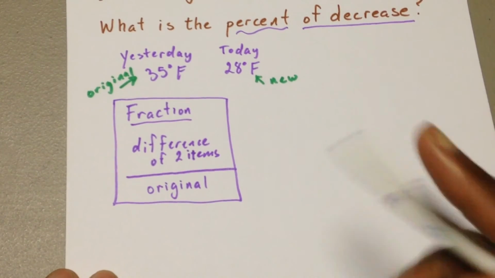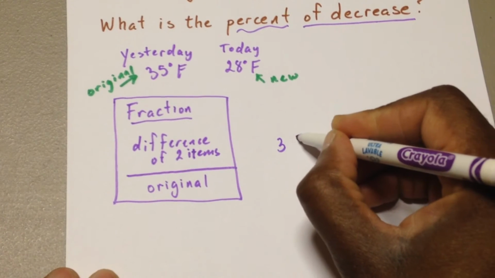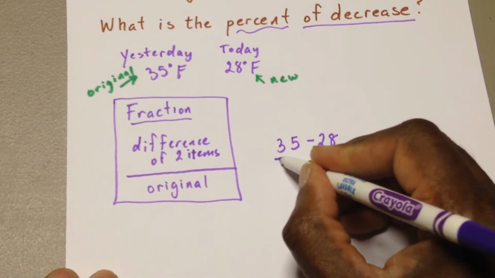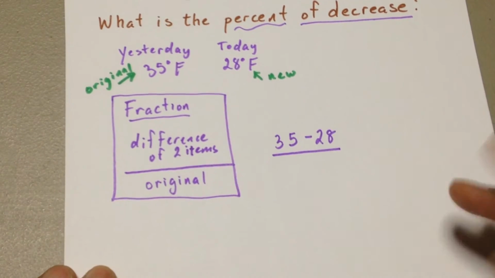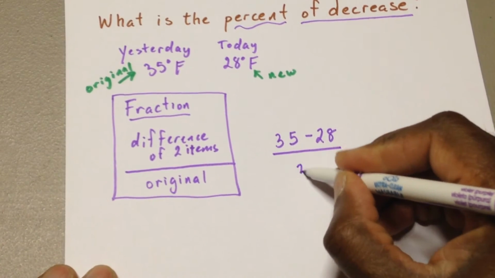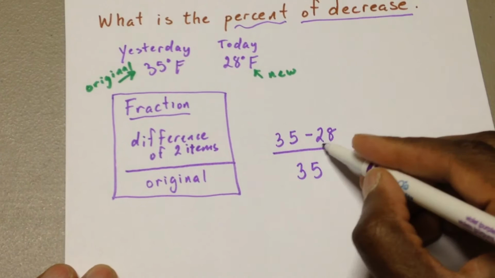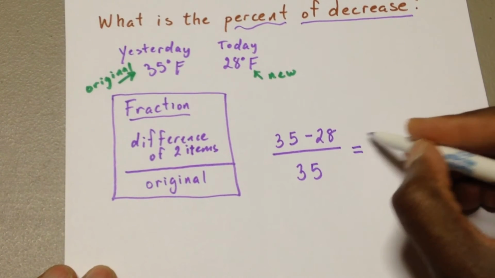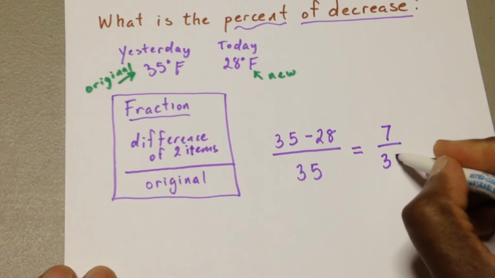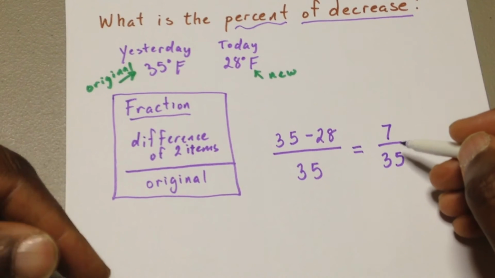In this case, the difference between the two numbers is going to be the difference between 35 degrees and 28 degrees, and all that will be over the original number, which is 35 degrees Fahrenheit. When we do the math, 35 take away 28, when we solve this, it'll be 7 degrees. So there's a 7 degrees change, a 7 degrees decrease that it went down.